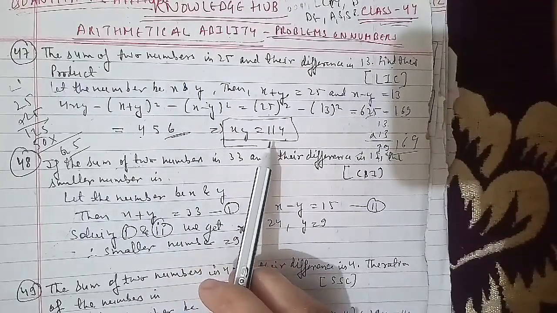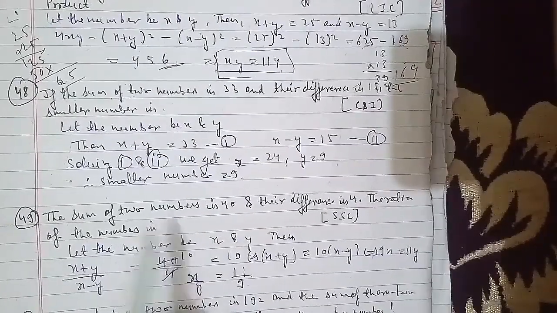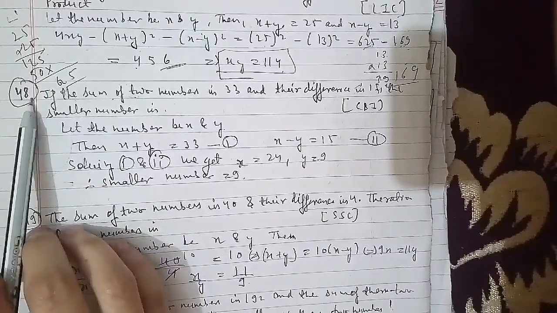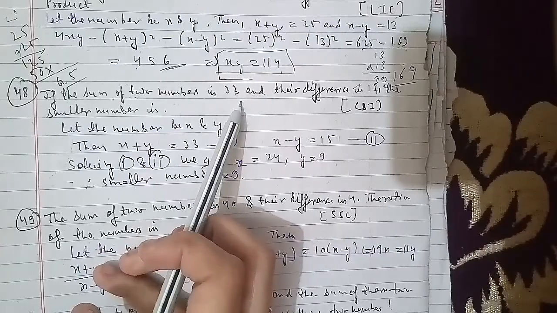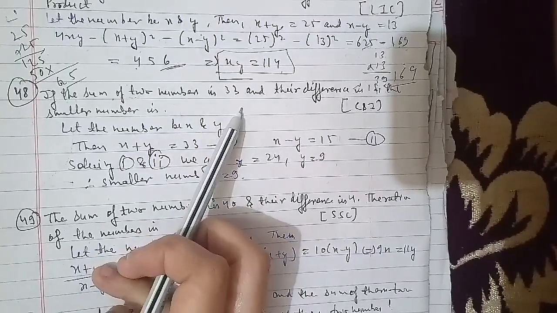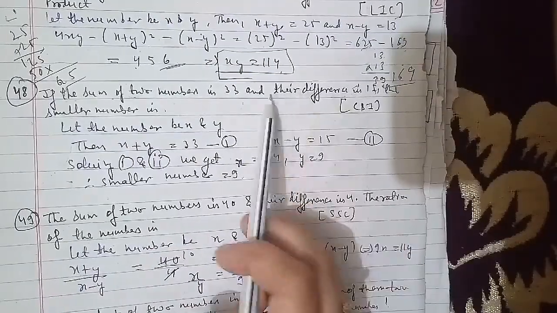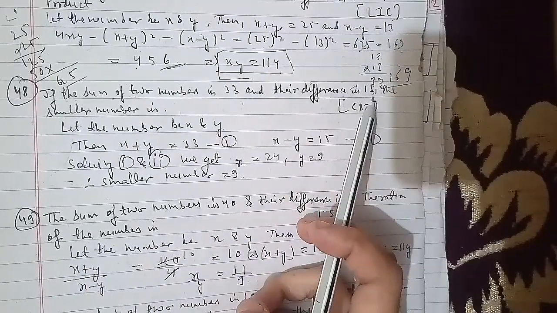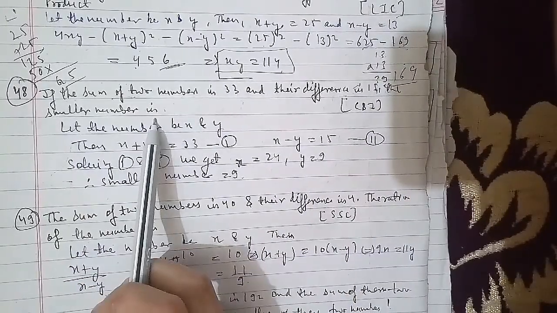That is the 48th question of the session. The question is: if the sum of two numbers is 32, sorry, 33, and their difference is 15, you have to find the smaller number. What is the smaller number? This has been asked in the CBI examination paper, which is also an important paper with respect to competitions.